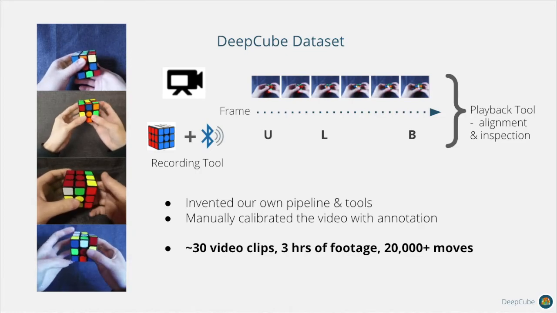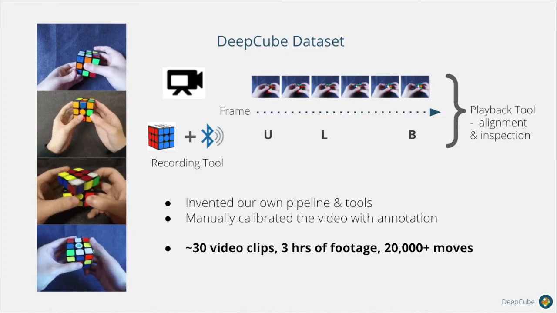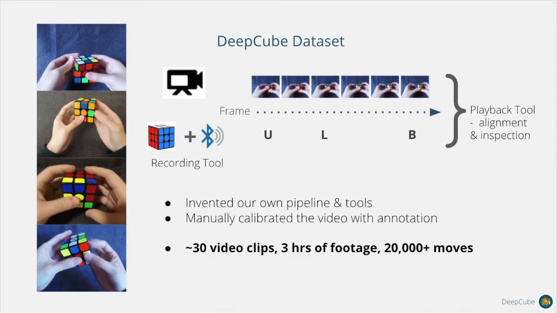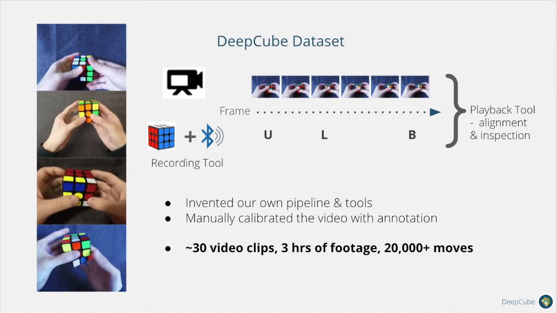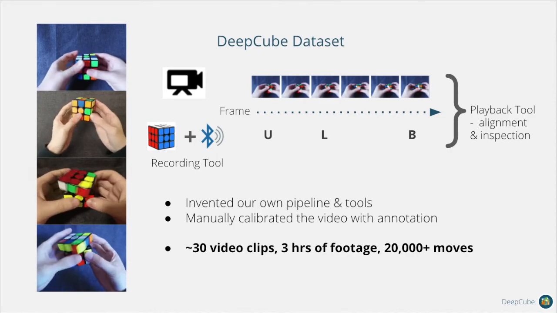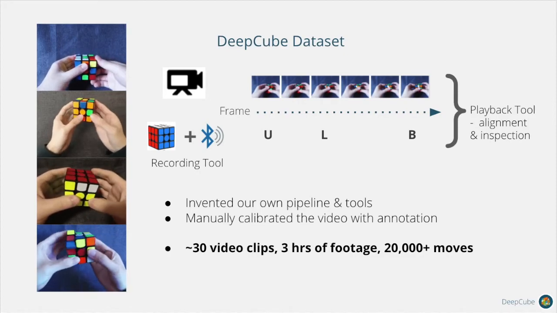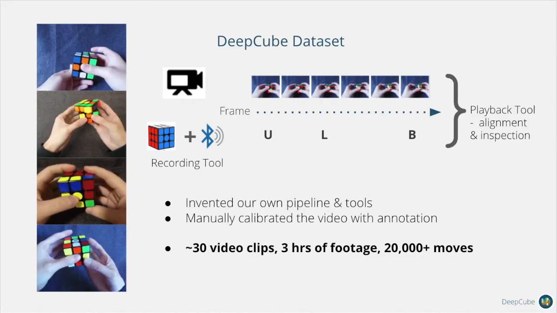Using our tools, we process the raw Bluetooth data into time action pairs, and we align the action labels with the actual video frames through a human inspection process using another tool we wrote. At the end, we were able to obtain 3 hours of video clips from the point of view of the human solver with more than 20,000 cube moves with correct time and action labels.